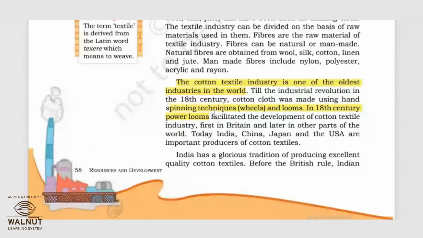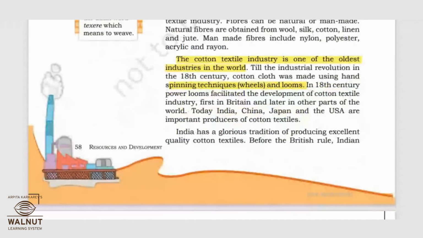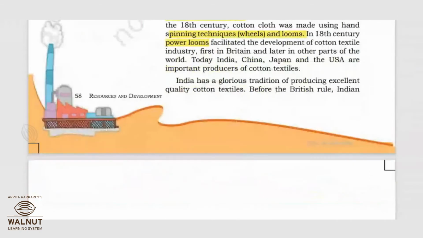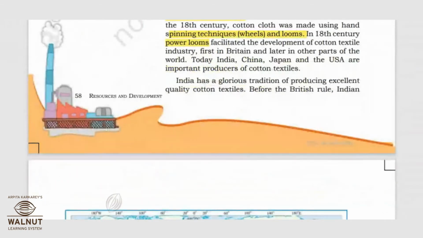Have you seen the charkha? Yes, Mahatma Gandhi used to hand spin it. He promoted khadi, the handmade cloth, right? That was the oldest way of developing it. Then after the industrial revolution started, you have power looms. That means now you have those huge machines on which yarn can be made and then woven into cloth. So first industrialization started in Britain, and the cotton textile industry first developed in Britain.